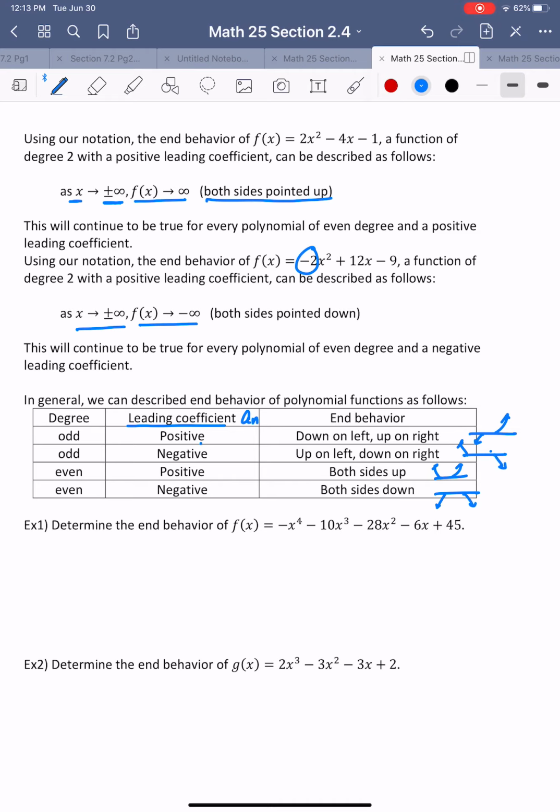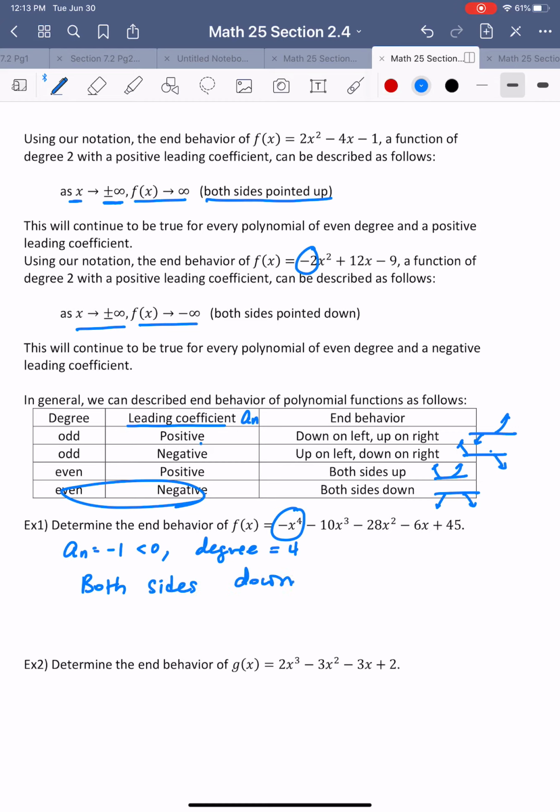So determine the end behavior. f of x is negative x to the 4. So we only need to take the leading coefficient. Okay, so a sub n is negative 1, less than 0, and then the degree is 4. So for example 1, we use this rule, which means it's going to be down on both sides.